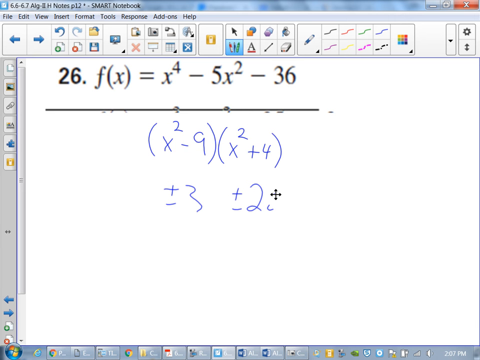What times what is negative 36? You add together to get 5. Anytime you see 3 terms, if the degrees go degree, half of it, nothing, factor like a trinomial. Or at least try to. Okay?